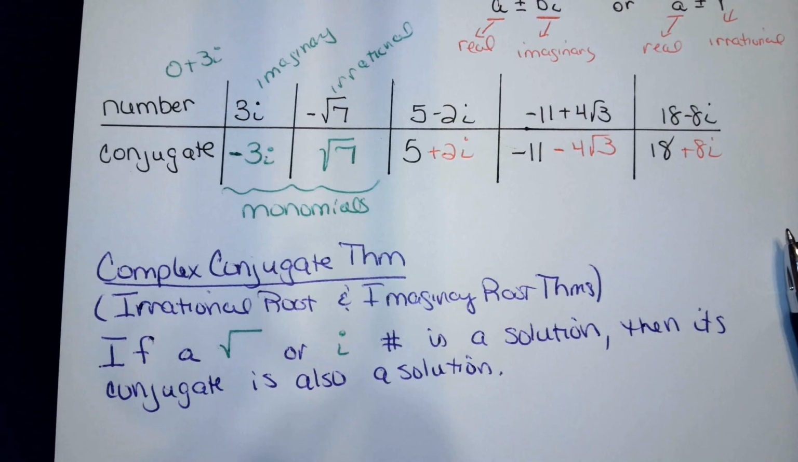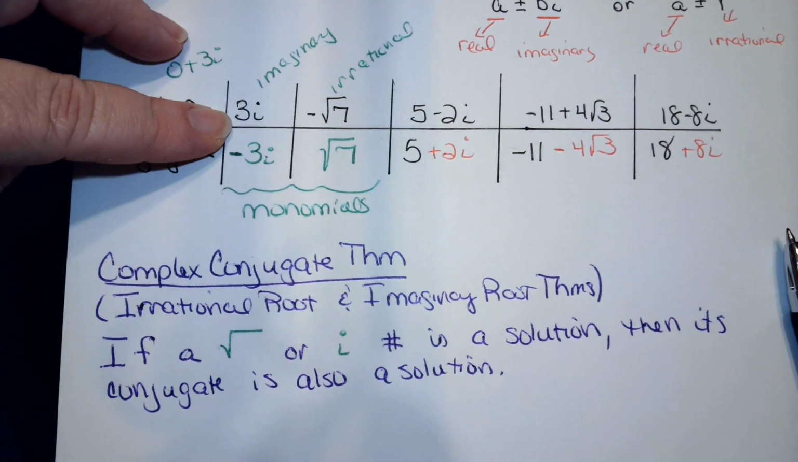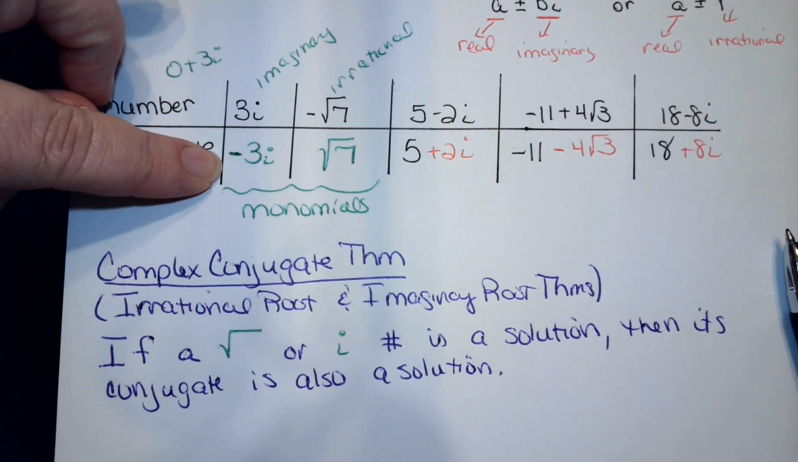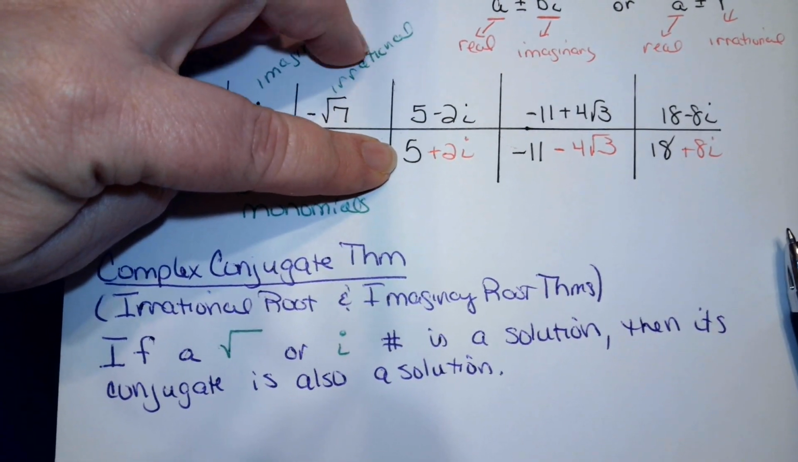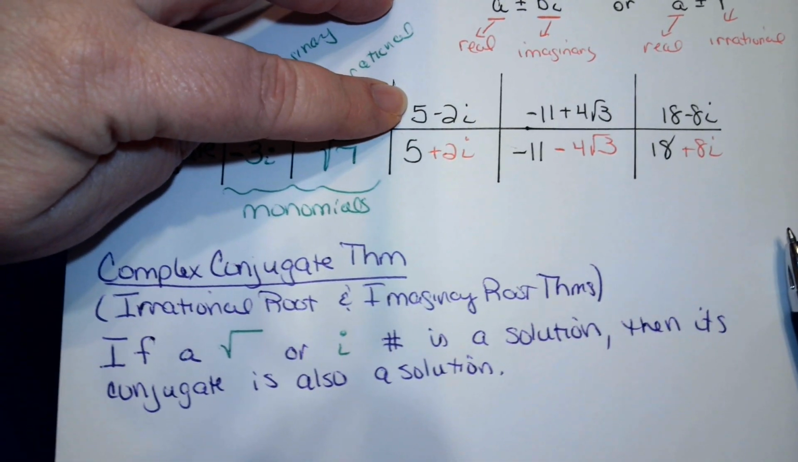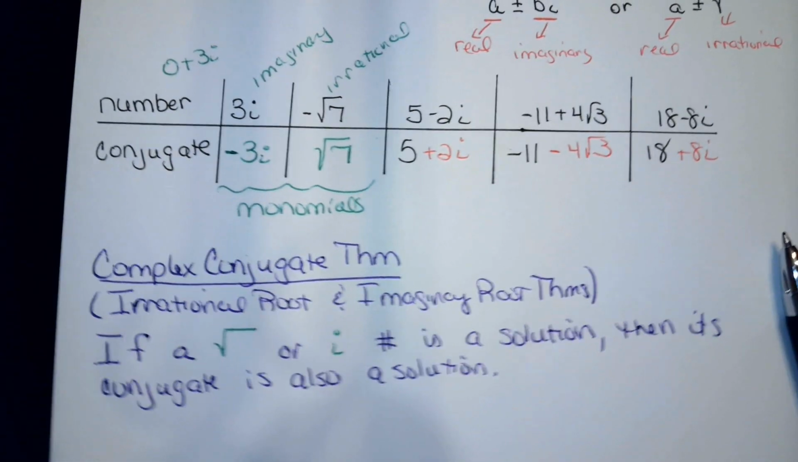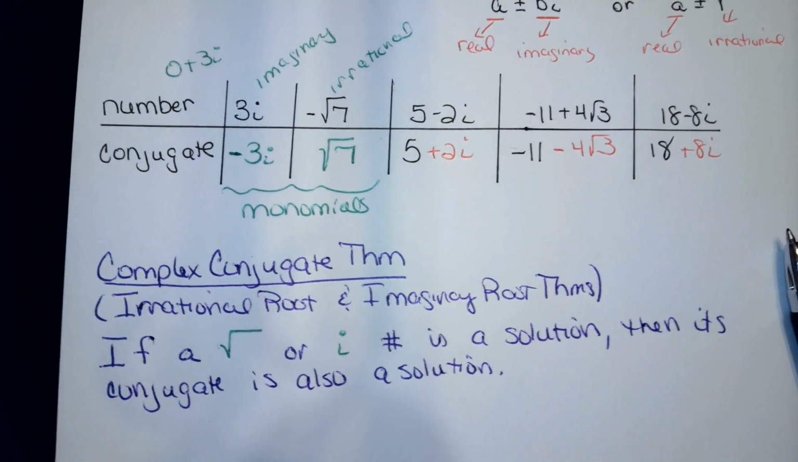Okay, so what does this mean? This means that if they tell you that 3i is a solution, you need to assume that negative 3i is also a solution. If they tell you that 5 plus 2i is a solution, you need to remember that 5 minus 2i is also a solution. They're not going to list both the positive and negative version of these irrational or imaginary numbers. They're going to assume that you know the theorem so that you know that the conjugate is also a solution.